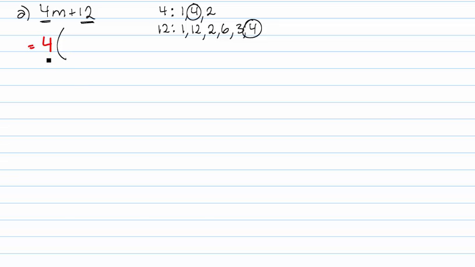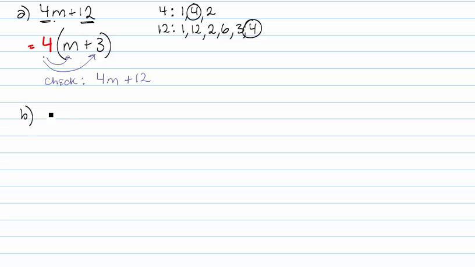From there we go 4 times what gives me 4m, and 4 times m is 4m. We then go 4 times what gives me 12, and it's 3. You can check your answers by expanding out. It's a check only, it's not necessary, it's something you can do in your head. 4 times m is 4m, 4 times 3 is 12. So you know that you're correct.